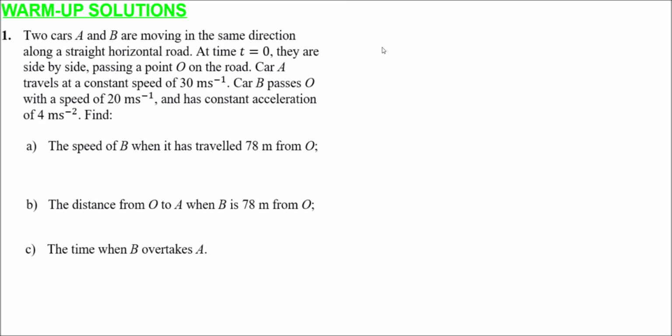So question 1, we have two cars A and B moving in the same direction along a straight horizontal road. First of all, we're told at time t equals 0, they are side by side, passing a point O on the road. So this O, or 0, can be the origin, essentially. Now, what we could choose to do here is to picture this using a distance time graph for the two cars A and B. So we know at time t equals 0, they're side by side.